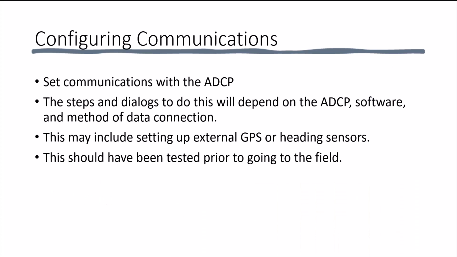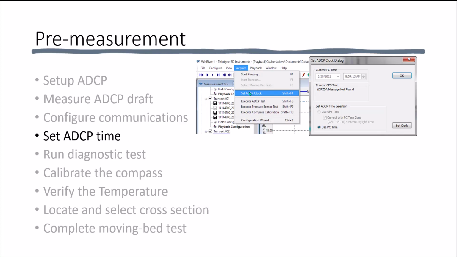Next, configure the communications. Set the communications with the ADCP. The steps and dialogues to do this will depend on the ADCP software and method of data collection. This may include setting up an external GPS or heading sensor. Note, this should have been tested prior to going in the field and should be very straightforward when you get to the field. Next, set the ADCP time.